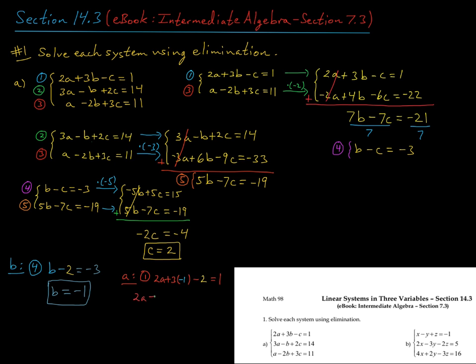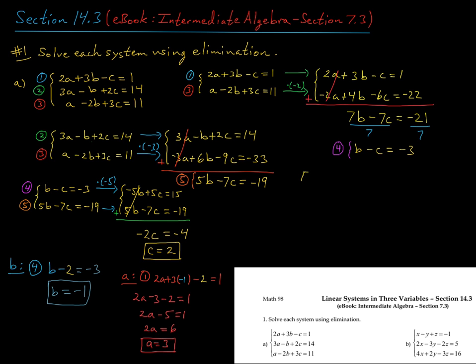So we get 2a minus 3 minus 2 is 1. So this is 2a minus 5 is 1. So add 5 to both sides. You get that 2a is 6. Divide both sides by 2. You get that a is 3. Okay, great.